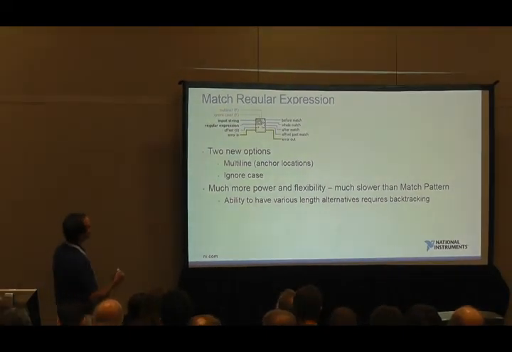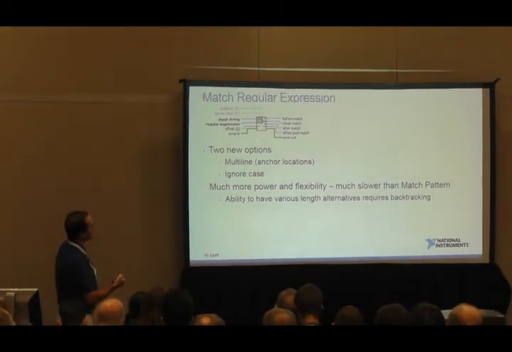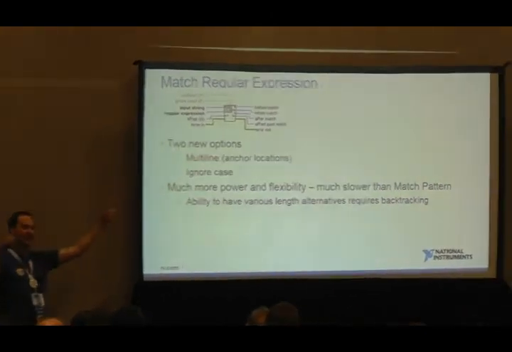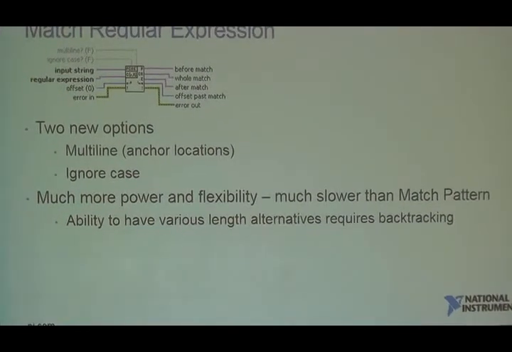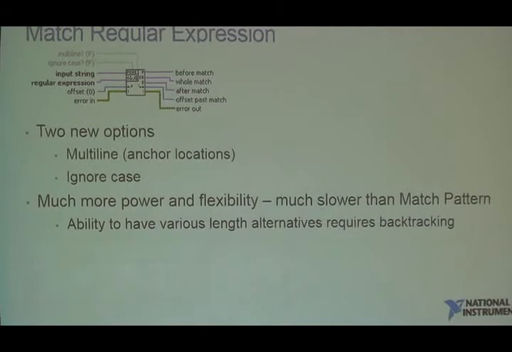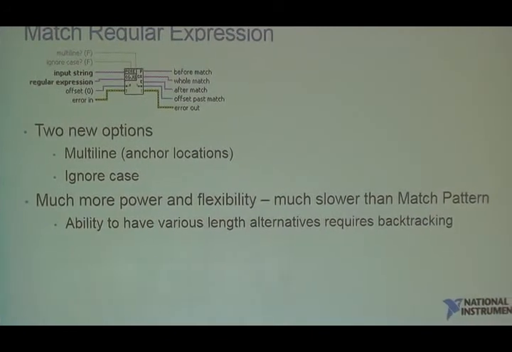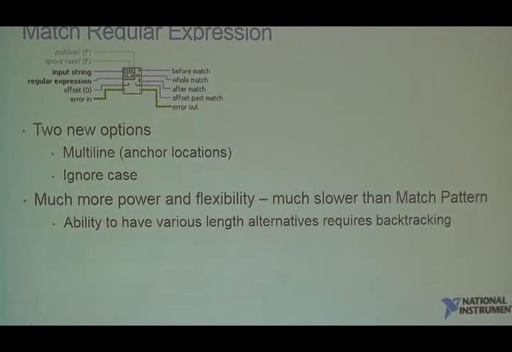There are a couple options. Multi-line is now an option. And all that does is tell you how those anchor characters behave, and they'll be the same. Like if it's multi-line, then you can start searching for matches that occur on a given line. If you leave this false, the default, then the anchors are only going to be the beginning or the end of the string, regardless of how many lines are in there.